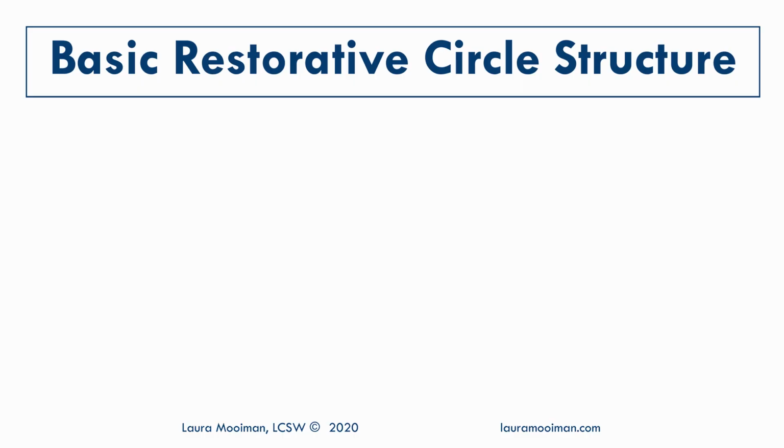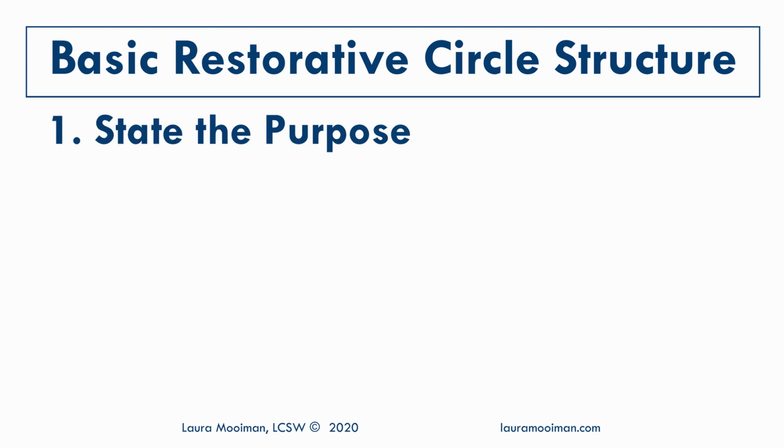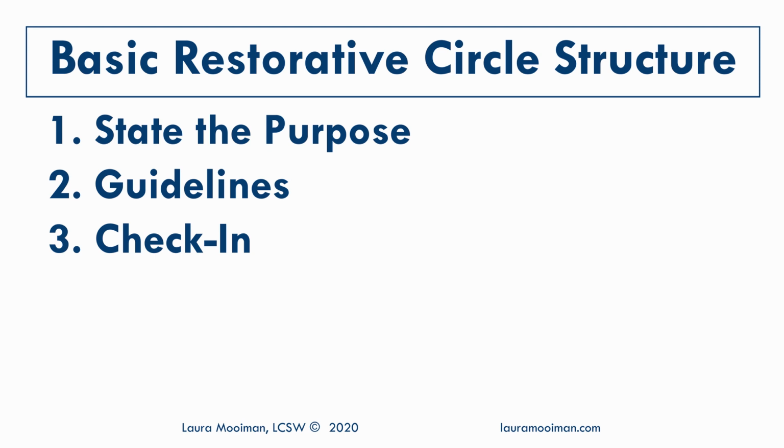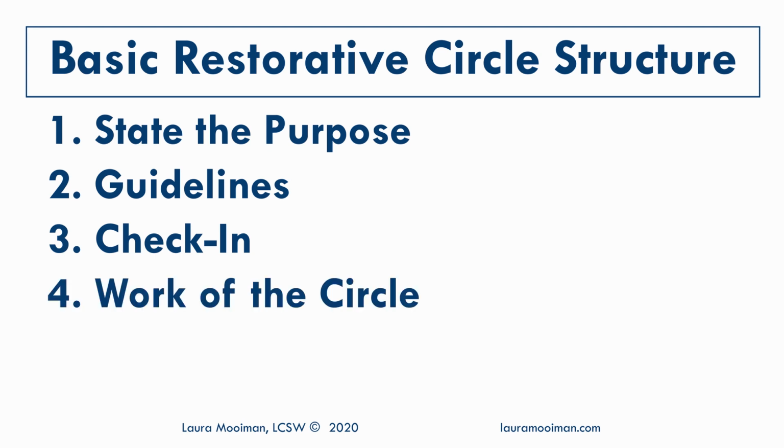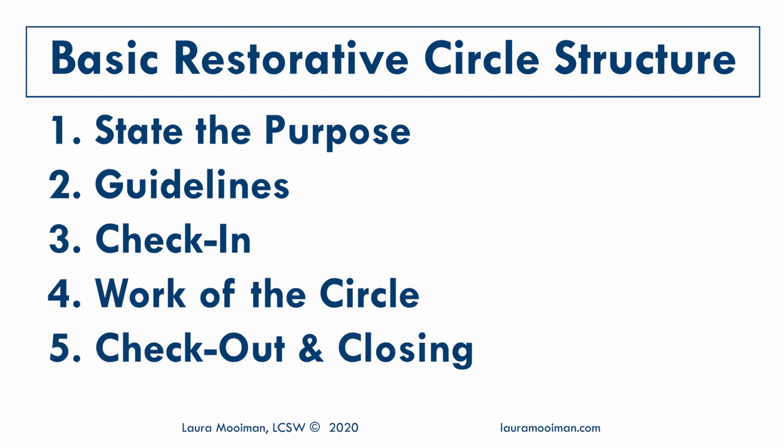The structure of a circle usually goes something like this. First, you state the purpose of the circle. Then you review the guidelines that everyone's already agreed on during the prep work phase. You do a quick check-in to get everyone's voice in the room, and then you dive into the work of the circle, which is basically just going to be asking the restorative questions. And then it ends with brainstorming some solutions, making some agreements. Then you do a checkout and a closing. So let's look more carefully at each of these steps.